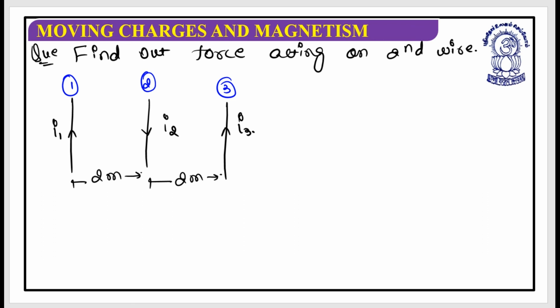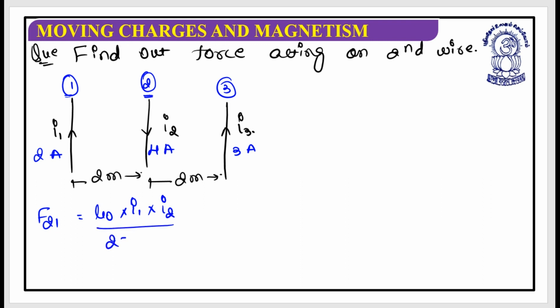So what do you need to do? You need to find out the force acting on the second wire. This is 2 ampere, this is 4 ampere, and this is 3 ampere. This is given. So first I need to consider the force on 2 acting due to wire 1. So it's the force on 2 due to wire 1. It's mu naught multiplied by I1 multiplied by I2 divided by 2 pi d into L, because it's a force per unit length. So this is mu naught multiplied by 2 multiplied by 4 divided by 2 into pi into 2 multiplied by L.